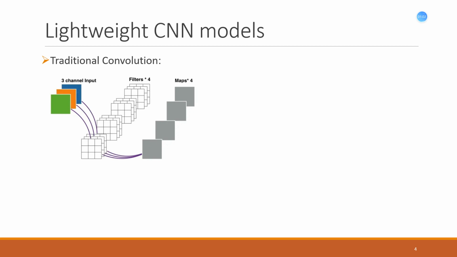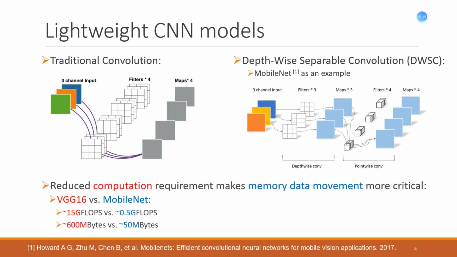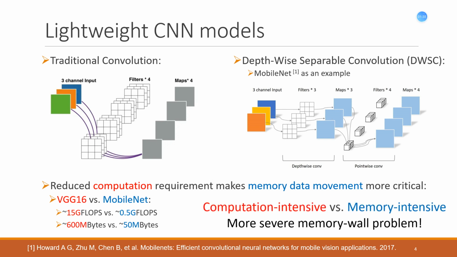Different from the traditional convolution that has heavy computation, here we can see many large filters. The lightweight CNN models use some techniques, for example, the depth-wise separable convolution provided by Google MobileNet, to reduce the computation requirement. Unfortunately, with significantly reduced computation, here compared to VGG16, MobileNet has 30 times lower flops, but the memory data movements are not reduced as much as the computation. Here we can see only 12 times lower. Thus, the lightweight CNN models transfer the inference task from computation-intensive to memory-intensive, which makes the memory wall problem more severe.